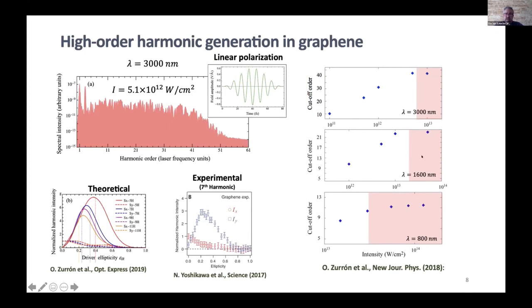In these figures, the pink color area stands for intensities above the damage threshold. We can see that the saturated cutoff can be reached below the threshold damage in the mid-infrared regime. And it's also remarkable that in all cases, the saturated cutoff corresponds to a photon energy of 17.8 electron volts, which is the maximum band gap at the Brillouin zone.